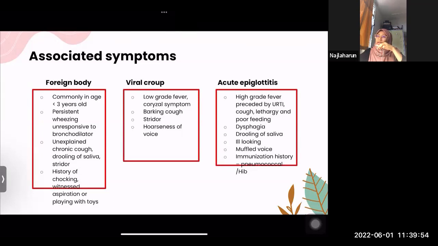While in case of acute epiglottitis, we need to ask if the patient has high-grade fever, which may be preceded by upper respiratory infection. The patient also presents with lethargy and poor feeding, dysphagia, and respiratory distress symptoms like drooling of saliva. The patient will look very ill, with a muffled voice, and also ask about the immunization history up to his age, including pneumococcal, HIB, DTaP.